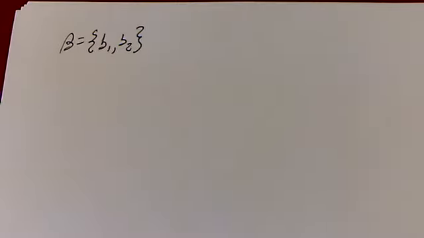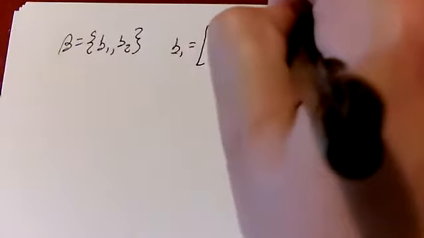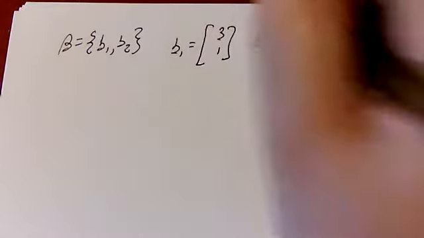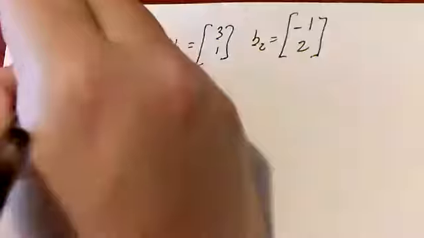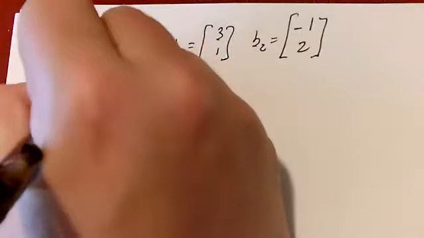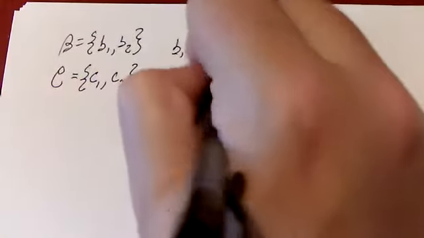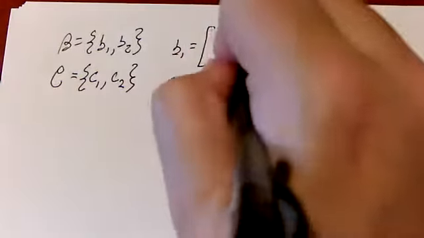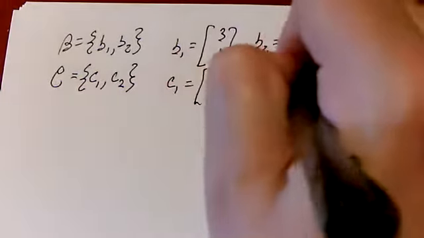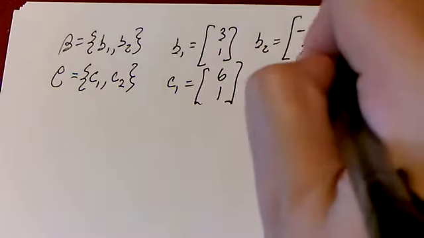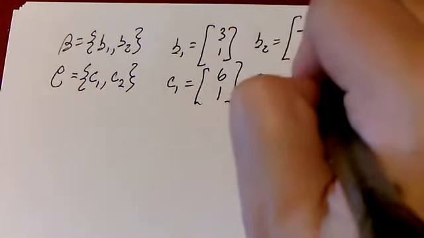Sorry, let me get my camera to cooperate there. Okay, my B1 vector is going to be 3, 1. And my B2 vector is going to be -1, 2. Then I'm going to have a basis C that's made up of vectors C1 and C2. My C1 vector is going to be 6, 1. And my C2 vector is going to be -4, -3.